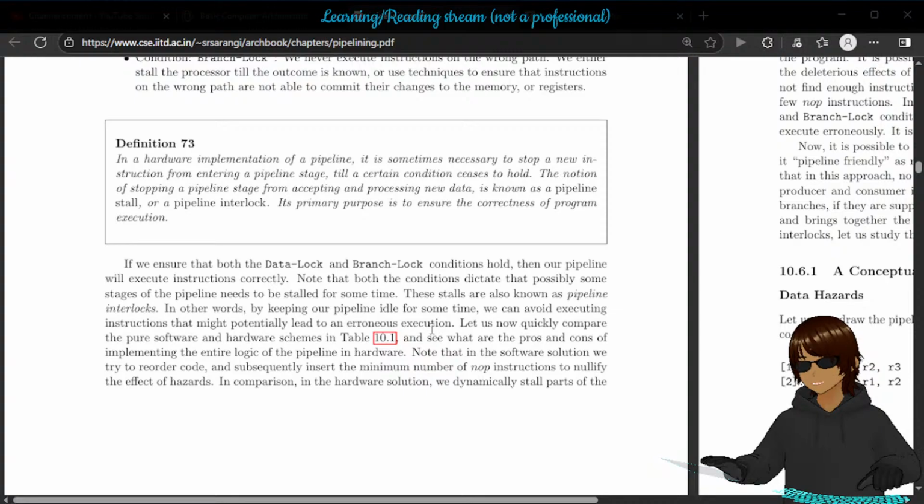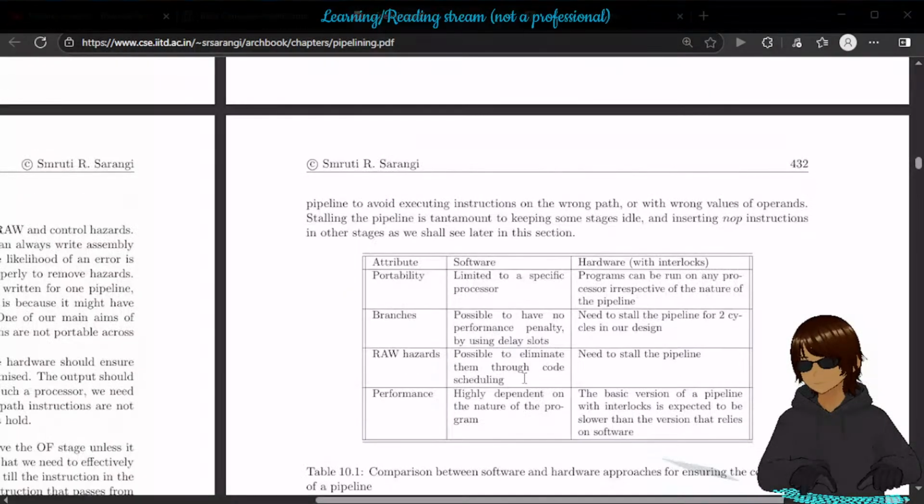Let us now quickly compare the pure software and hardware schemes in table 10.1 and see what the pros and cons are of implementing the entire logic of the pipeline in the hardware. Note that in the software solution, we try to reorder code and subsequently insert the minimum number of NOP instructions to nullify the effect of hazards. In comparison, in the hardware solution, we dynamically stall parts of the pipeline to avoid executing instructions on the wrong path and with wrong values of operands. Stalling the pipeline is tantamount to keeping some stages idle and inserting NOP instructions in other stages, as we shall see later.